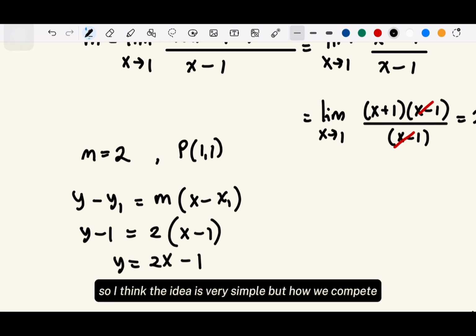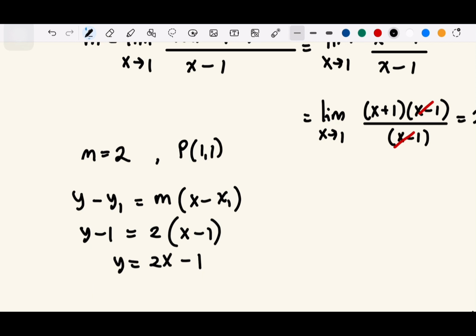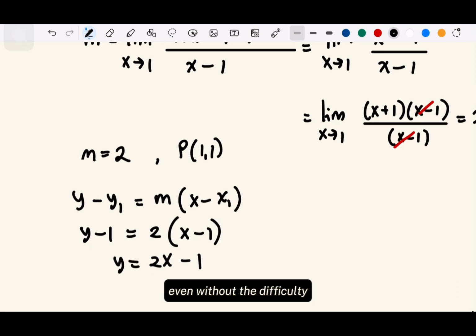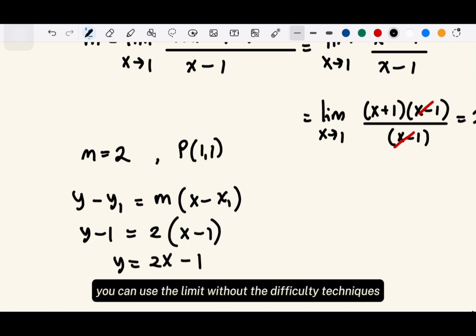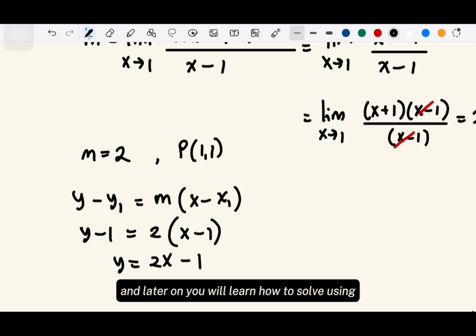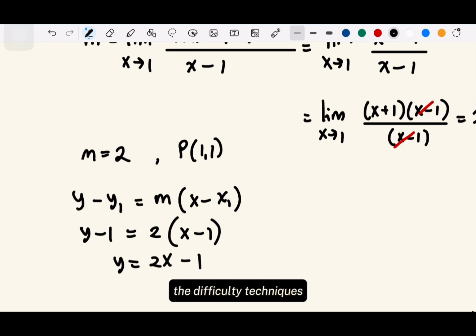So I think the idea is very simple, but how we compute it depends on how familiar we are with the algebra. Because of course the function is easy enough. Even without derivatives, we can use the limit. Okay. Without the derivative techniques. And later on you will learn how to solve using the derivative techniques.